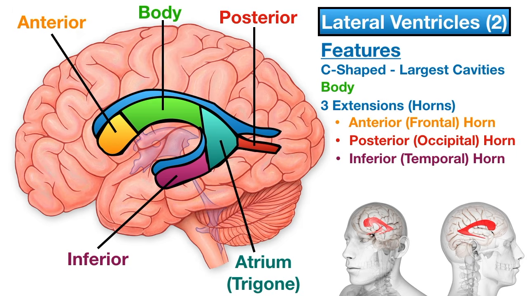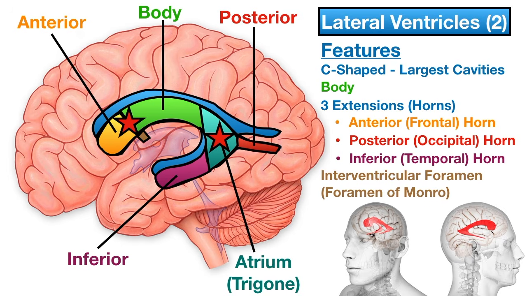So the body becomes continuous with the posterior and inferior horns at the location of the atrium, and then the body becomes continuous with the anterior horn at the location of the interventricular foramen. And this brings us to our last feature. Each lateral ventricle has a passageway on the bottom of it known as the interventricular foramen. And this is going to be the passageway that connects the lateral ventricles to the 3rd ventricle.